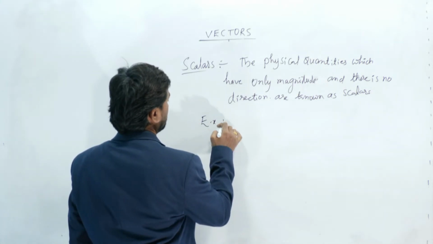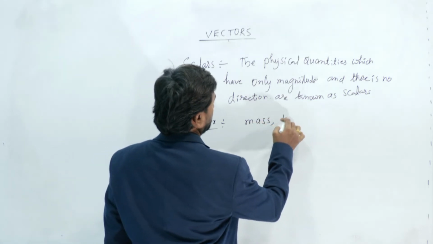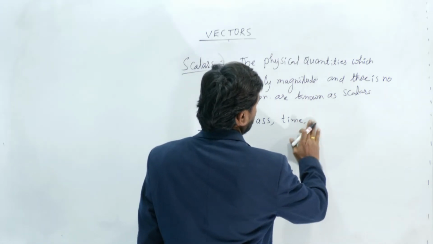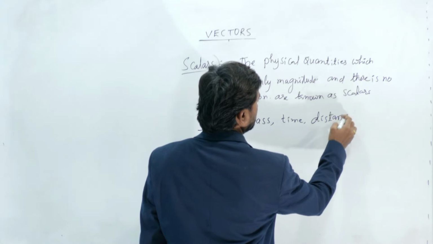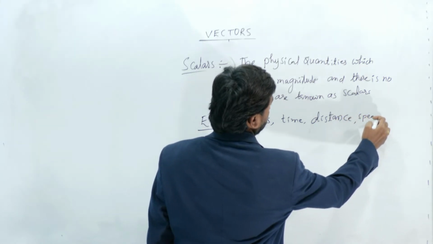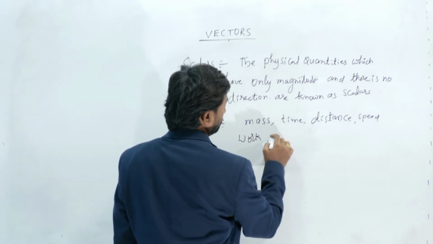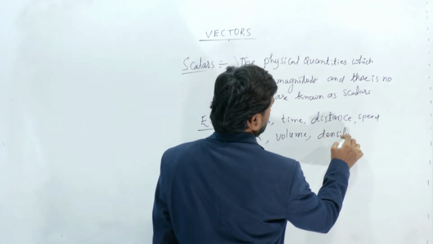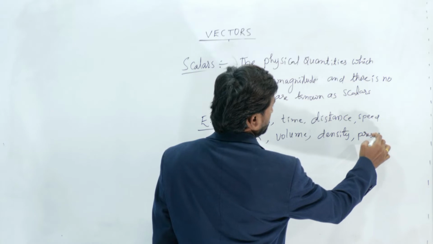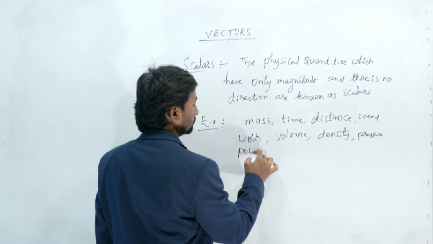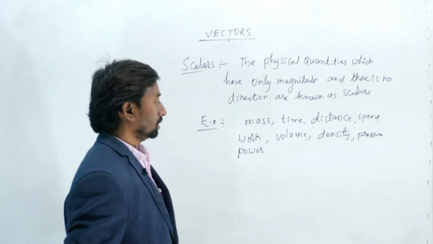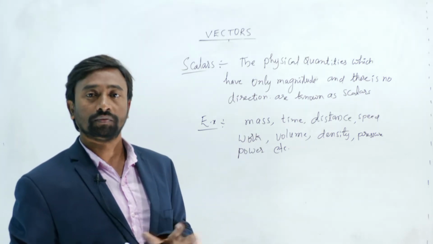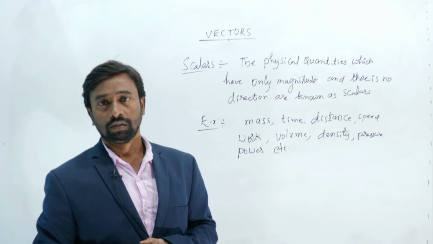Here the examples of scalars are mass and time. Distance is a scalar. Then speed, work done, volume is a scalar quantity. Density is also a scalar quantity. Pressure is a scalar quantity. Power is also a scalar quantity. There are many more physical quantities which have only magnitude and no direction. We cannot specify a direction for them. Those are known as scalar physical quantities.